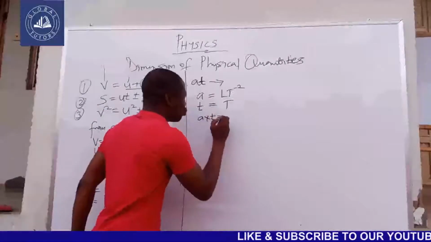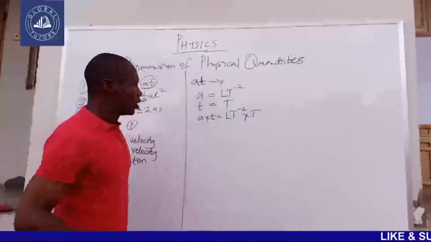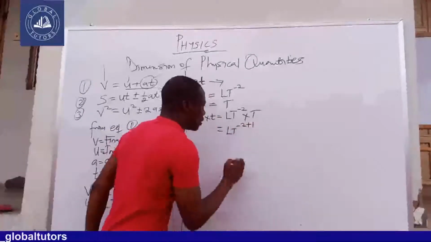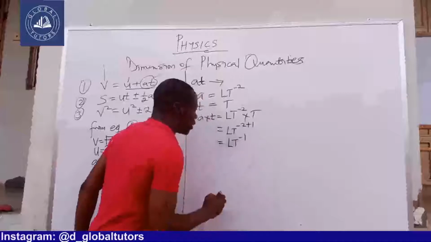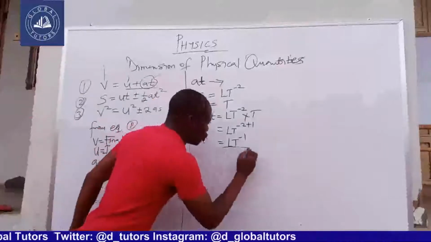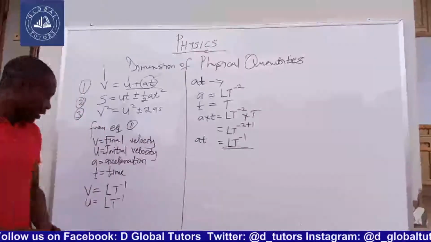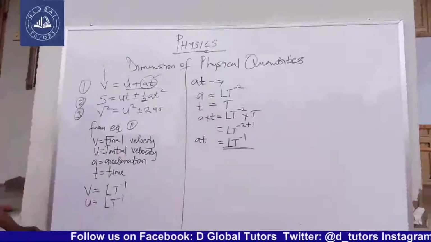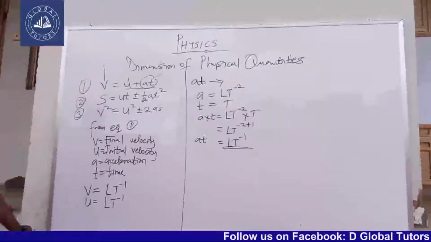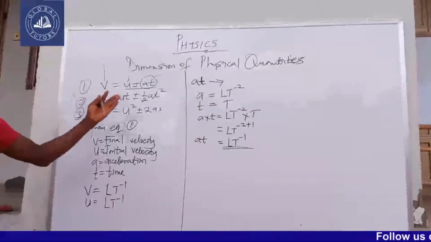A times T will give us LT minus 2 multiplied by T. Using the laws of indices, we have LT minus 2 plus 1, then we have LT minus 1. And that is the dimension of AT. If you look at the board, you can see that the dimension of AT is also the dimension of velocity, and it's also the dimension of the final and the initial velocity. So therefore, the equation of motion, V equals U plus or minus AT, is dimensionally correct.